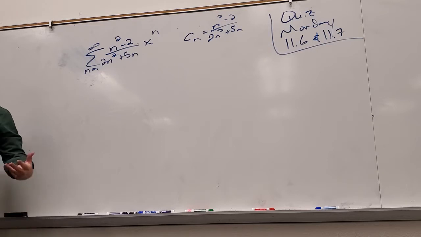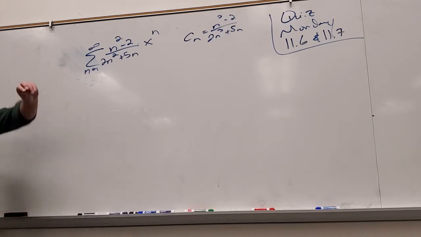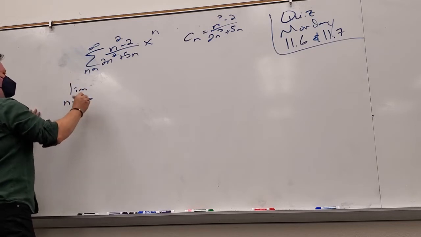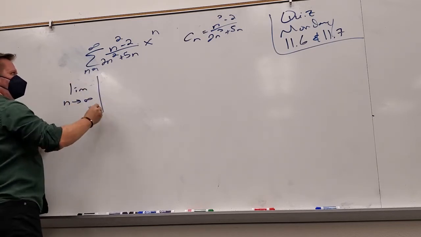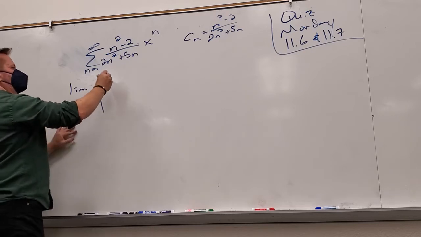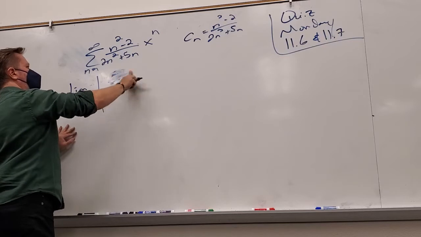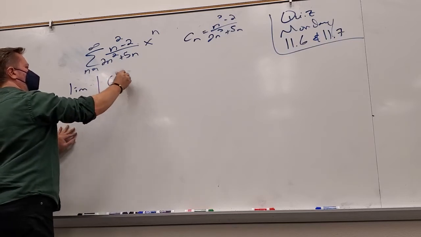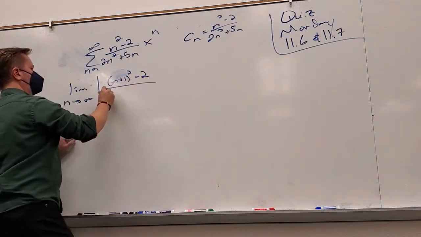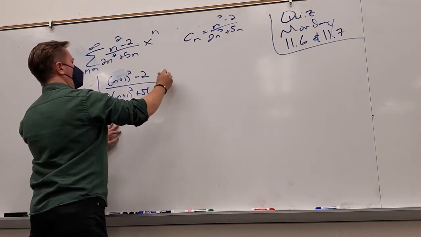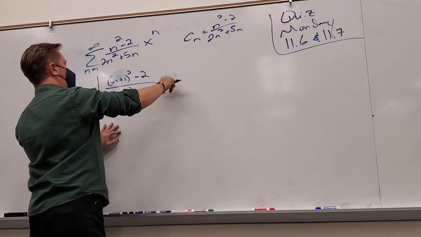Okay. So let's see what happens here. So what are we gonna do? Ratio test. All right. Let's do it like this. N squared... n plus 1 squared minus 2 over 2 n plus 1 squared plus 5 n plus 1 x to the n. Let's put x to the n on top.